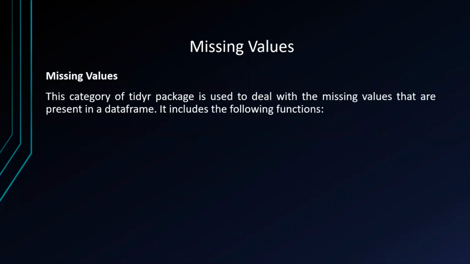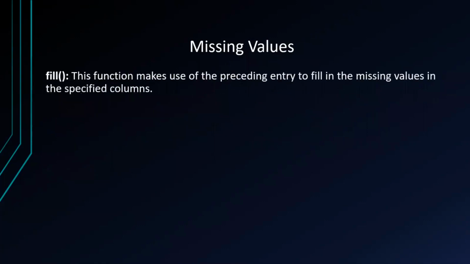Next, we have the category of missing values in the tidyr package. This category of the tidyr package is used to deal with the missing values that are present in a data frame. It includes the following functions. First one is fill. Second one is drop_na. Next, we have replace_na. So the fill function makes use of the preceding entry to fill in the missing values in the specified columns. The syntax is quite simple. Just use the fill keyword, pass the data frame and the direction.